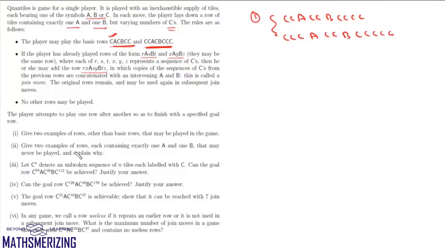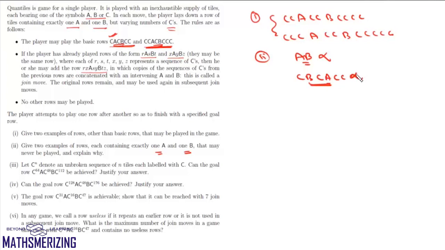Now second question is, give 2 examples of rows each containing exactly one A and one B that may never be played and explain why. So these 2 basic examples can be, we can take AB. Now this AB cannot be played because in both the basic rows in between A and B we have C's. So this can never be played. And also suppose we take C, B, C, A, C, C. Now this also again cannot be played because A precedes B. A cannot come after B.